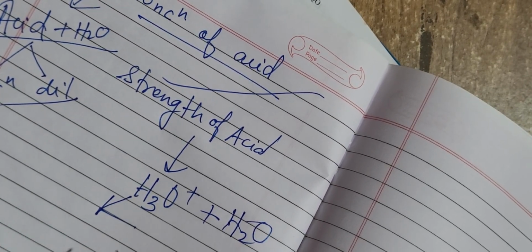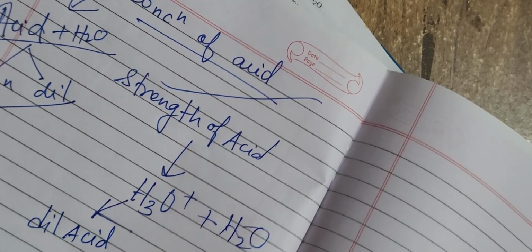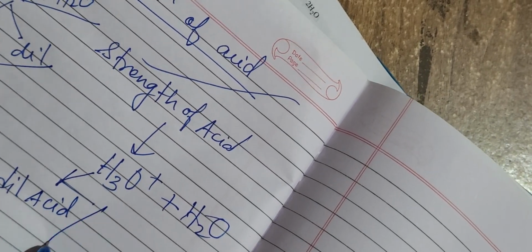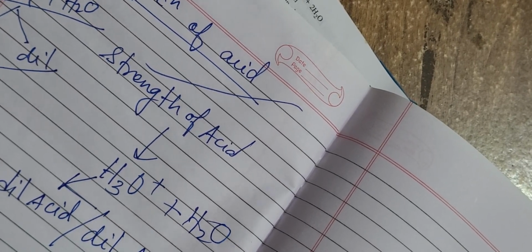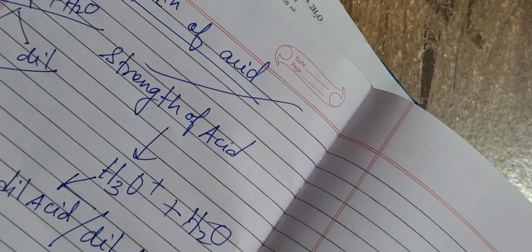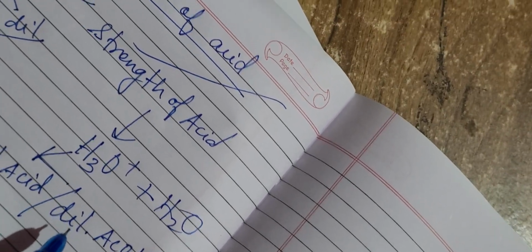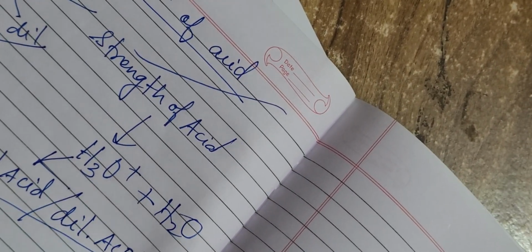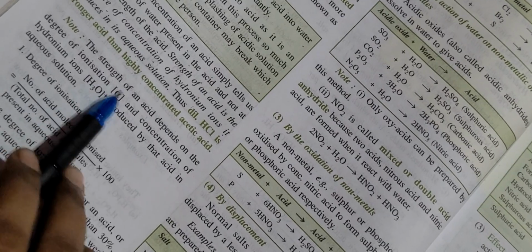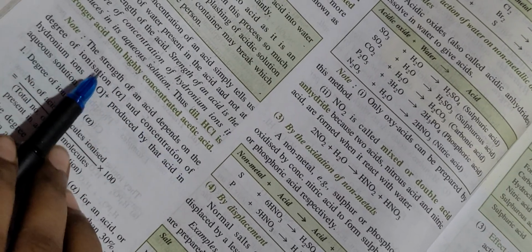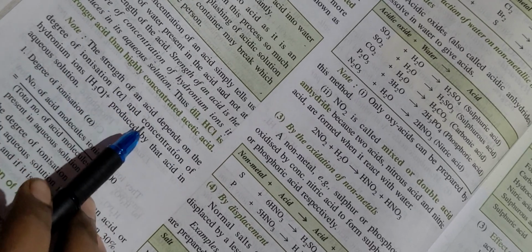what? If I compare between the dilute acid and dilute acetic acid, which of the following will be stronger, which one of the following will have greater strength? Whose strength will be greater? So basically the strength of an acid will depend upon the degree of ionization, that is alpha, and the concentration of hydronium ion present.